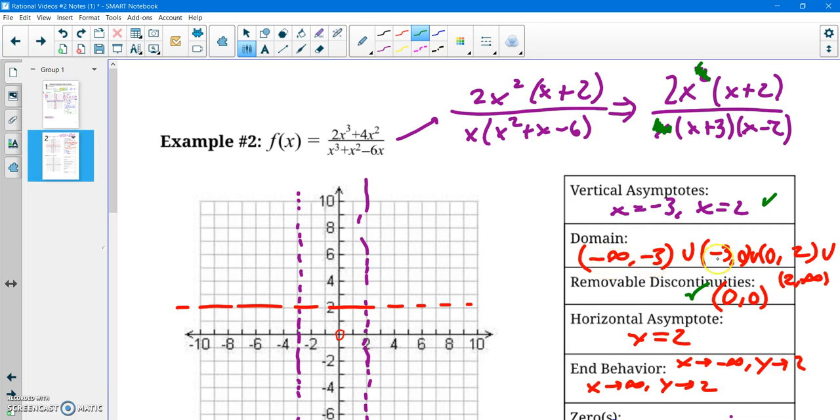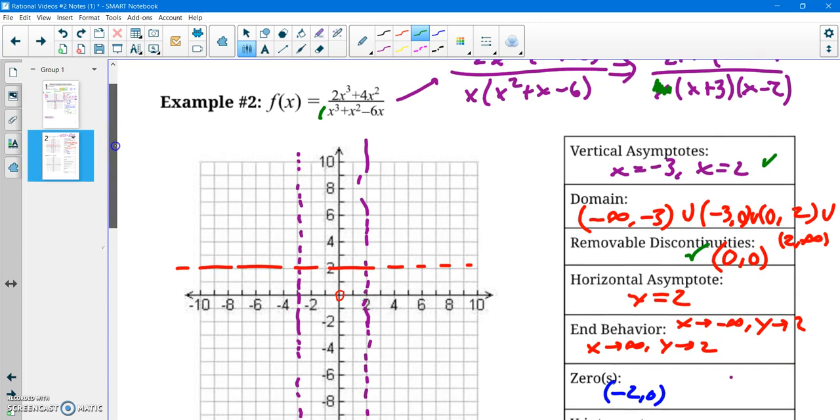Up to -3, -3 to 0, 0 to 2, 2 to infinity. The degree of the numerator and the denominator were the same, so I did 2 divided by 1 to figure out that the horizontal asymptote was at 2. So then my end behavior was as x goes to -infinity, y goes to 2. As x goes to infinity, y goes to 2.